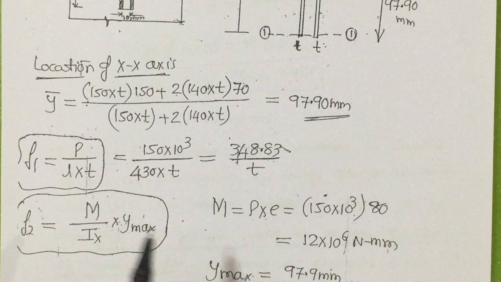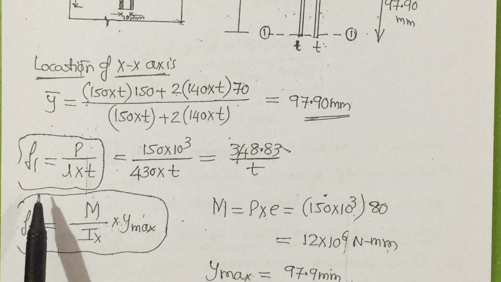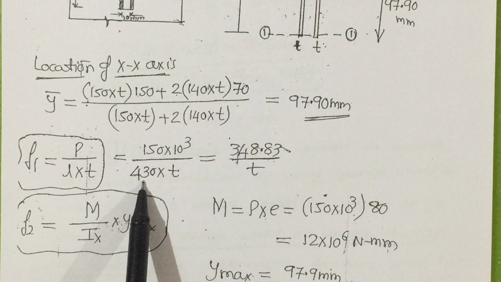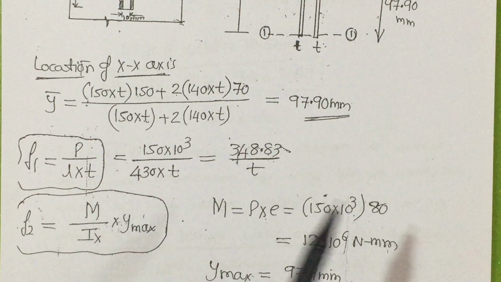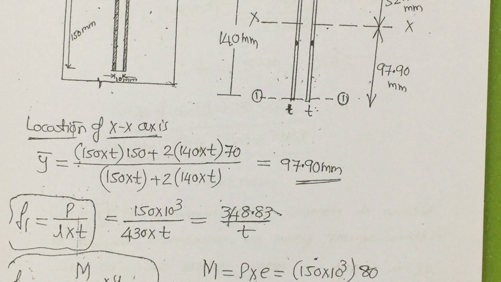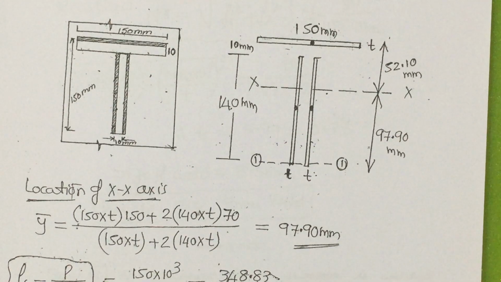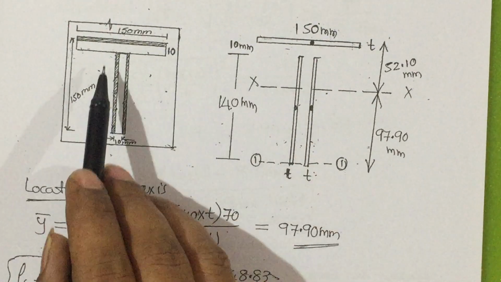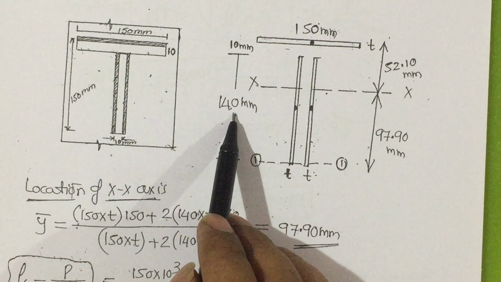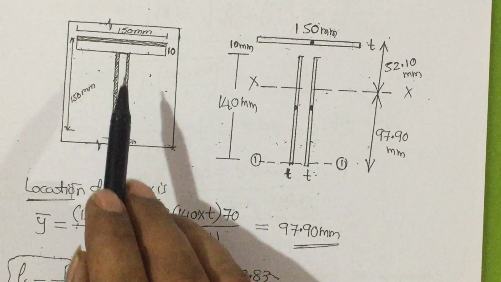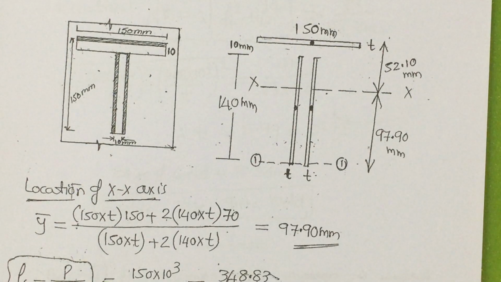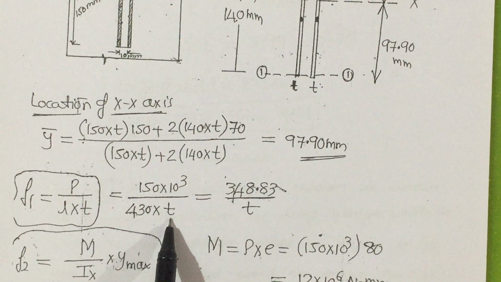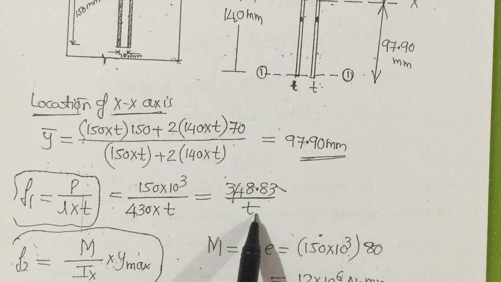Then calculate F1 and F2. F1 is P divided by L into T. L is the length of the weld, that is 430. How did you get 430? It is not given directly in the problem, but you can check it. From end to end the length is 150, and the two sides are 140 each. So 140 plus 140 plus 150, you get 430. That is the length of the weld. Multiplied by thickness, you get this much.